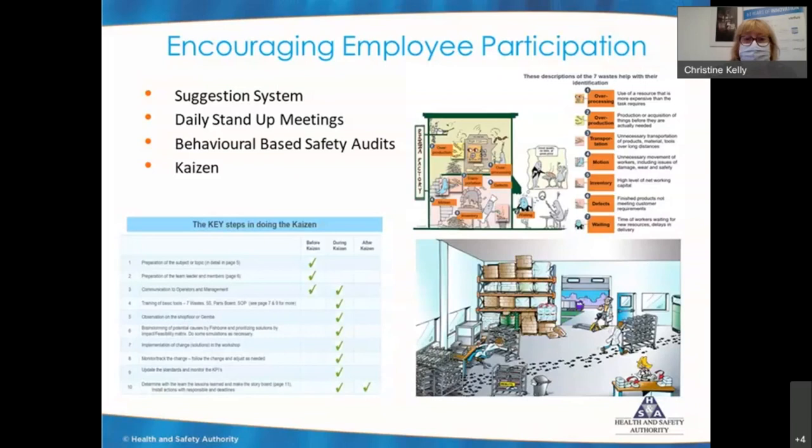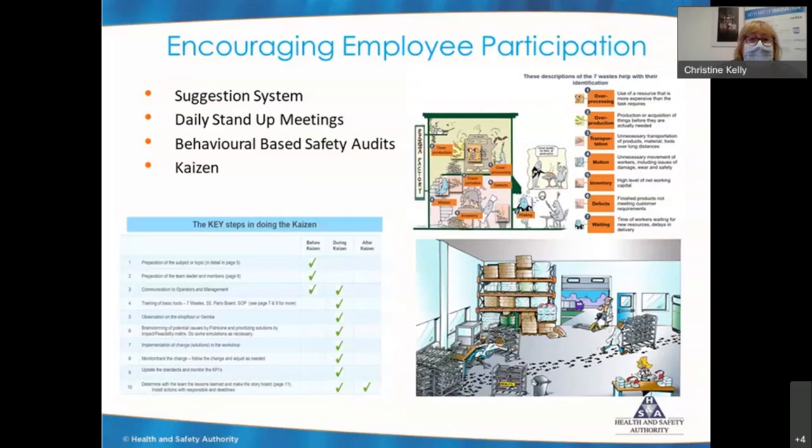If a suggestion is implemented, they get a prize, like a sports bag or a hoodie. We have a catalogue and people can choose something. There's also a suggestion of the quarter, so if they win that, they win another prize. So it drives momentum. In our daily stand-up meetings, safety and ergonomic issues can be raised.